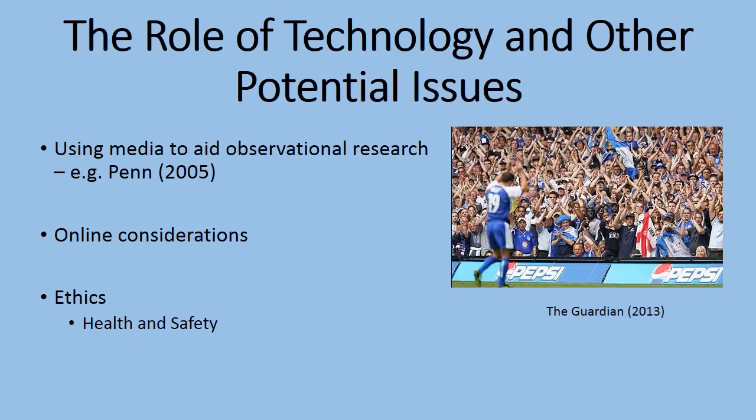As is the same with everything in the world now, technology is having an increasingly important influence on the way that participant observation is now being conducted. Hopefully, an important benefit of the development of recording capabilities, for example, will help observational studies to improve rather than be hindered. A good use happened in 2005 when Roger Penn utilised photos of football crowds to compare the behaviour of fans in England and Italy.